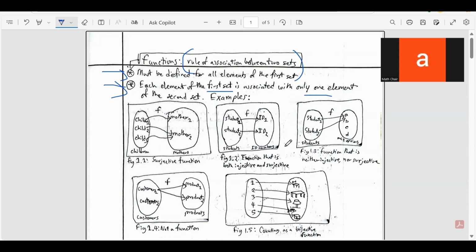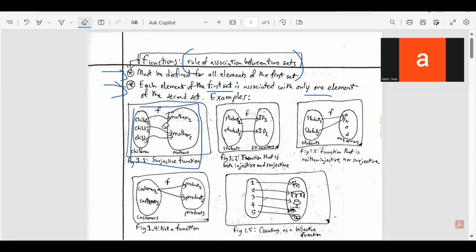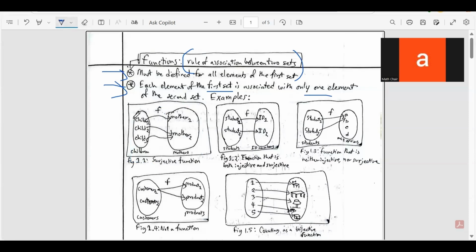So, if you look at this example, the first example right here, we have a set of children and a set of mothers. There are three children here. So we see that each child is associated with one of the mothers from the set of mothers. So the first condition is satisfied. And furthermore, each child only has one mother. The first child has mother one as their mother. The third and second child have the second mother, mother two, as their mother.